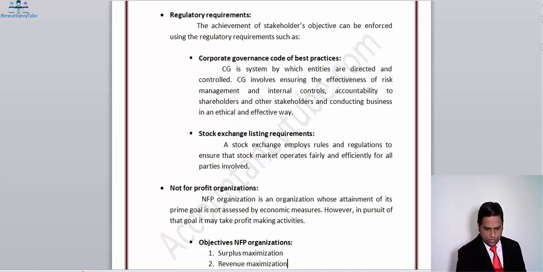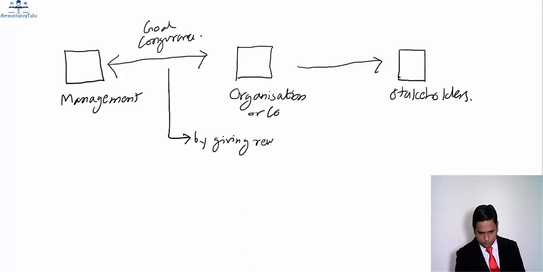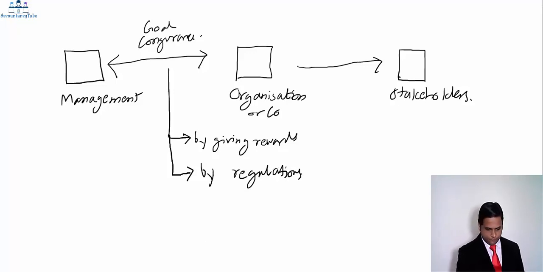In fact, why don't we put that in a chart? Now this can be achieved by giving rewards, which we have just covered, and by regulations, which we are about to cover.